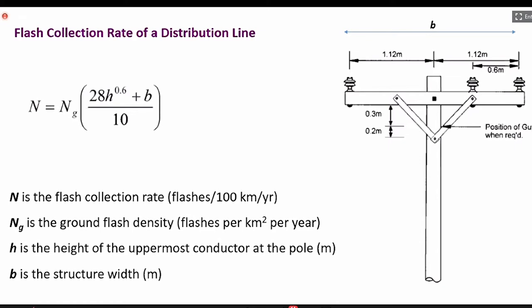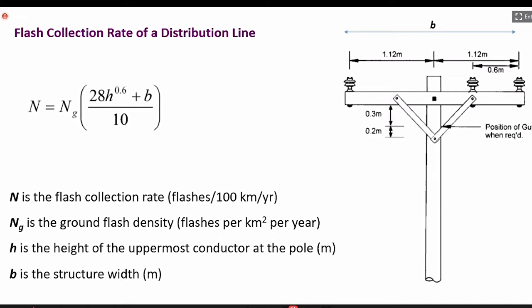the line is given by another parameter called flashes per 100 kilometers per year. Because now there is no point of talking about the square kilometer, because it's a line. So we say that if you take 100 kilometers of the line, what would be the number of flashes that this line will collect in a 1 year period.